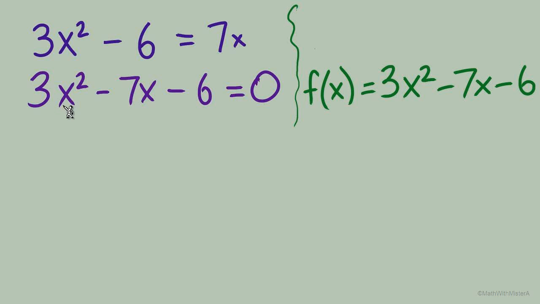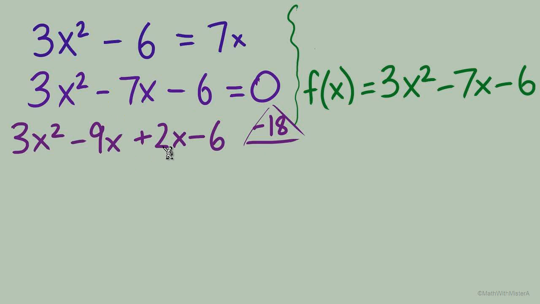Now, this trinomial 3x squared minus 7x minus 6 has a leading coefficient of 3. So in order to factor, I'll use the AC method, where my first move is to multiply my first and third coefficients. That positive 3 times negative 6 equals negative 18. And now I'm looking for a pair of numbers that multiplied together would equal this negative 18, but added together would equal negative 7. So I like negative 9 and positive 2 for those numbers, and we're splitting up this negative 7x into two terms using those numbers, negative 9 and positive 2.